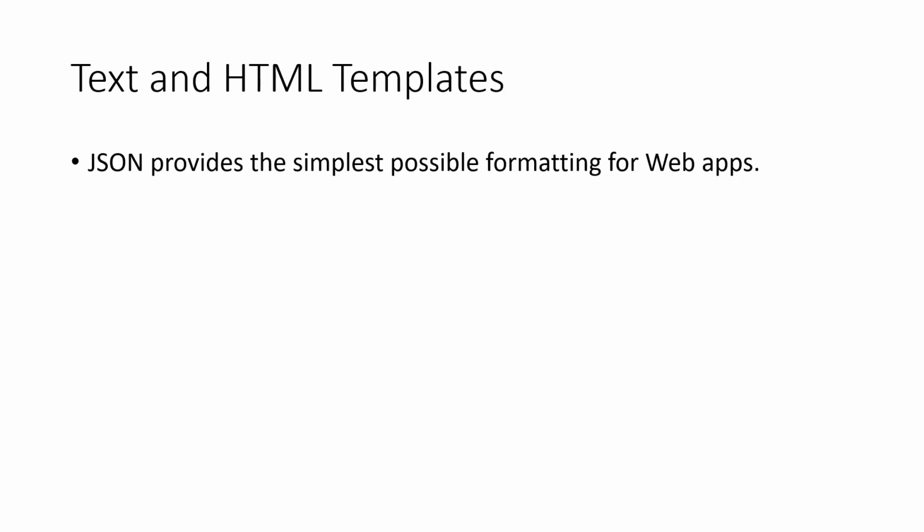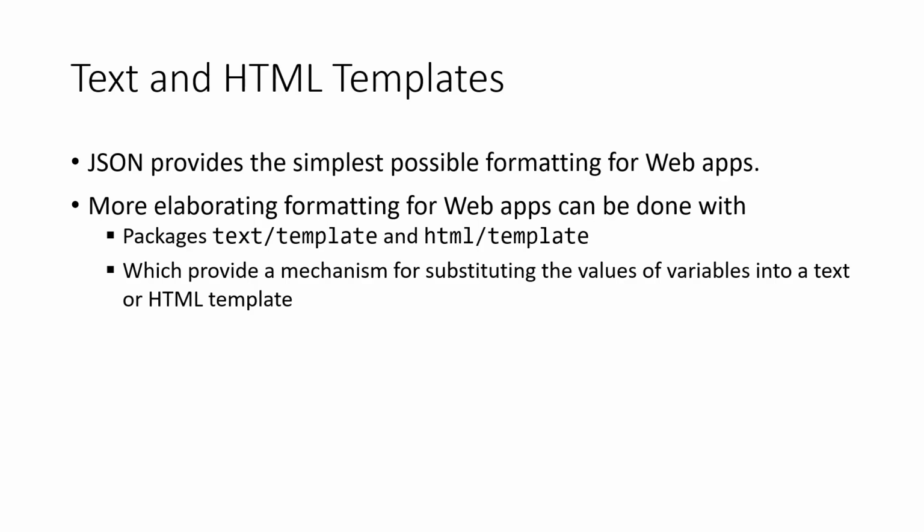In the previous part of an introduction to web programming, we had learned about JSON or JavaScript Object Notation. JSON provides the simplest possible formatting for web apps. More elaborate formatting for web apps can be done with the two packages text/template and HTML/template. These packages provide a mechanism for substituting the values of variables into a text or HTML template.